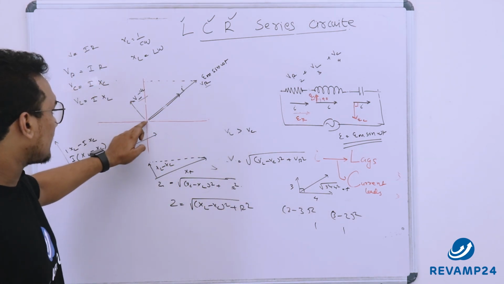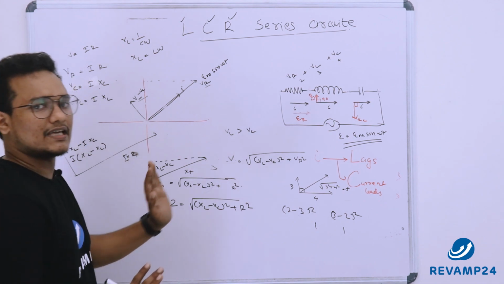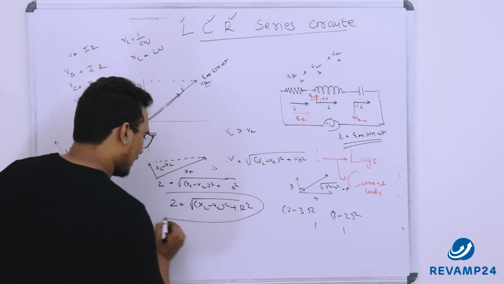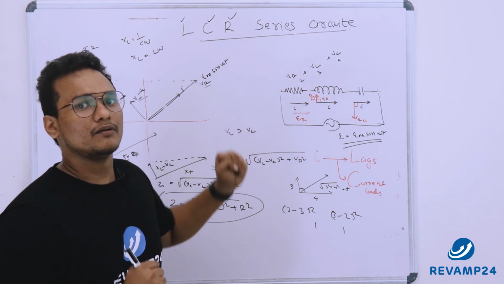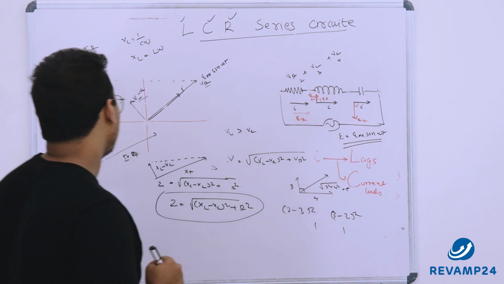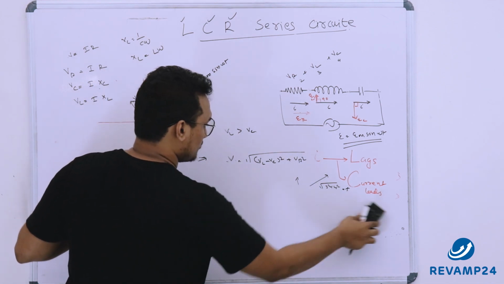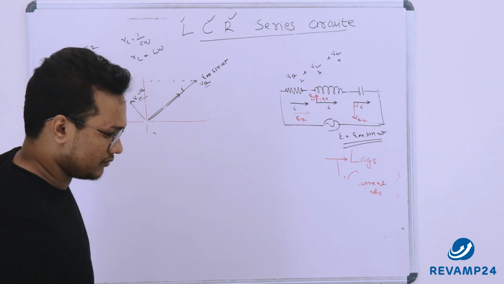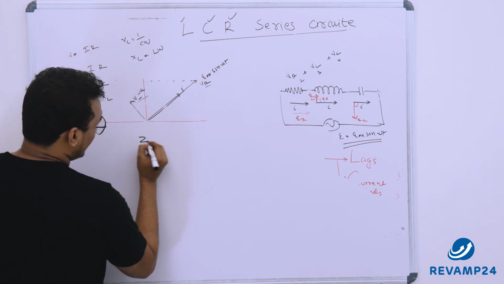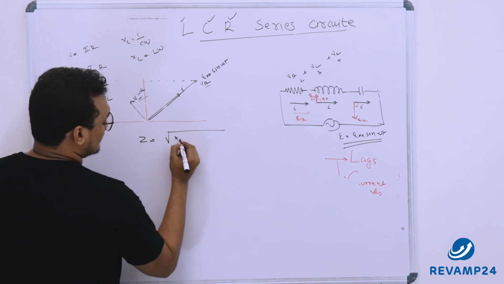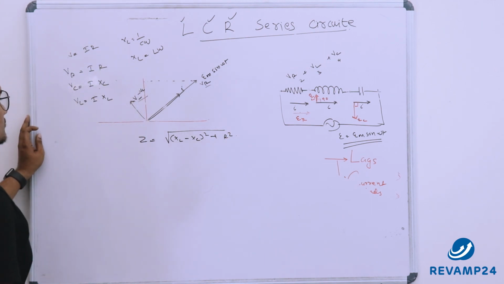So I am saying, if you are taking VC as greater than VL, you would be able to get the same impedance. So what is the impedance? This. And what does impedance represent? That is the net opposition offered by an LCR circuit. Okay. Now I'll remove all of this. Okay. Now net impedance is equal to root of XL minus XC the whole square plus R square.